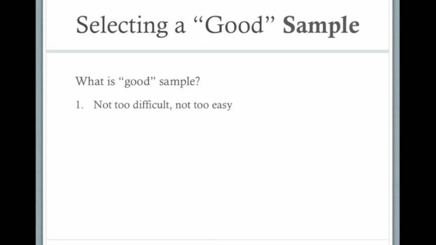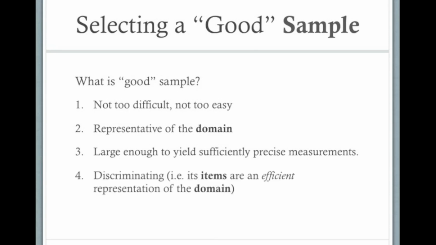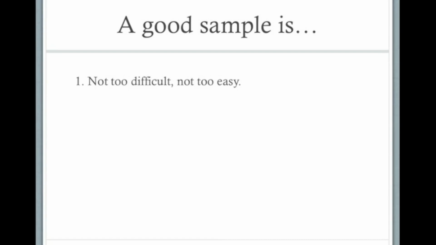Next, we're going to talk about the characteristics of a good sample. So what do I mean by a good sample? One characteristic is the items shouldn't be too difficult or too easy. The item should be representative of the domain. There should be enough items to yield sufficiently precise measurements of proficiency in whatever it is that we're trying to measure. And the fourth is that items should be discriminating, so they're an efficient representation of the domain. Let's go over these one at a time.